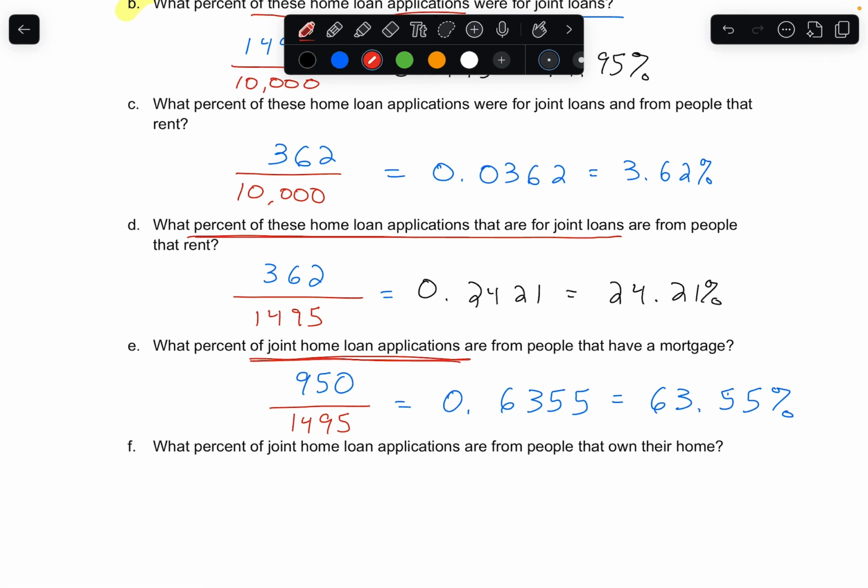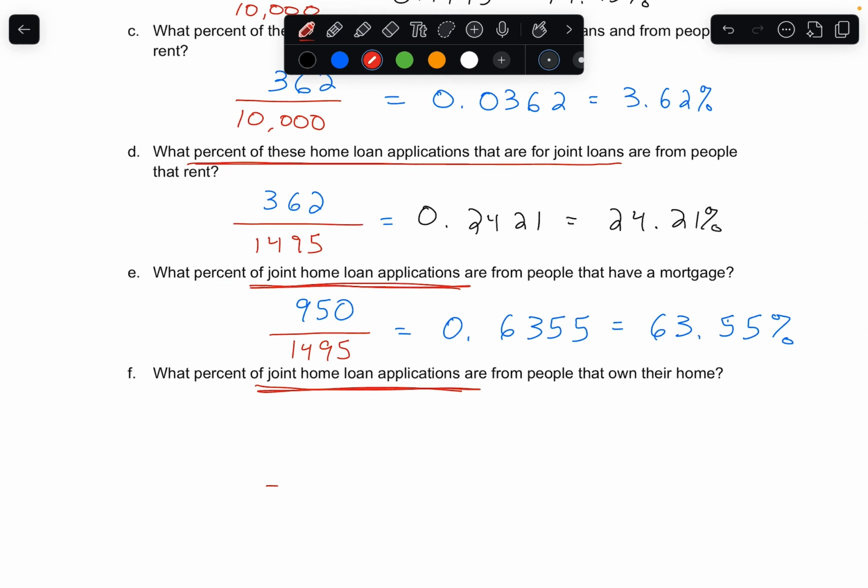We'll move on to our last question here. Again, in Part F, it says what percent of joint home loan applications. So I'm not even going to read the rest right now. I'm just going to say, well, I know I'm dividing by the total number of joint home loan applications, which is 1,495. So of those joint home loan applications, what percent are from people that own their home?